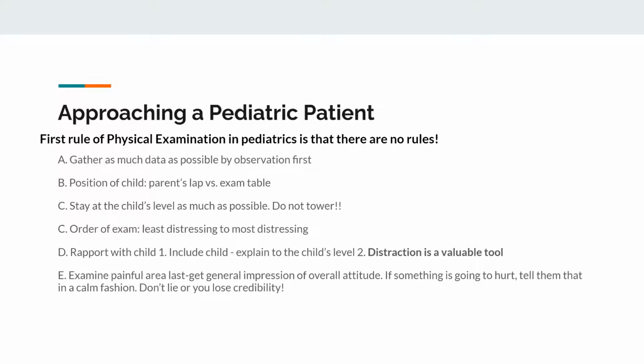All right, how to approach a pediatric patient, and now we're talking about the physical examination, right? The first rule of physical examination in pediatrics is that there are no rules of physical examination. What I mean by that, I'm going to explain at level C. But A, gather as much data as possible by observation first. When you first see your patient, you're gonna get a feeling. You're gonna know whether the patient is sick, whether the patient is very sick or the patient is normal. You can tell that by looking at the patient, sharpen your reflexes, right?